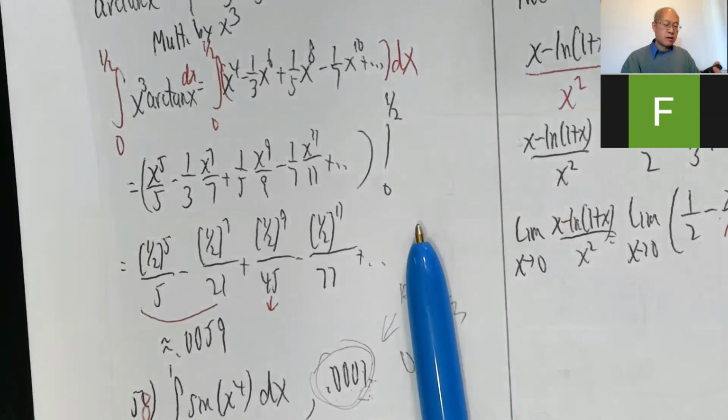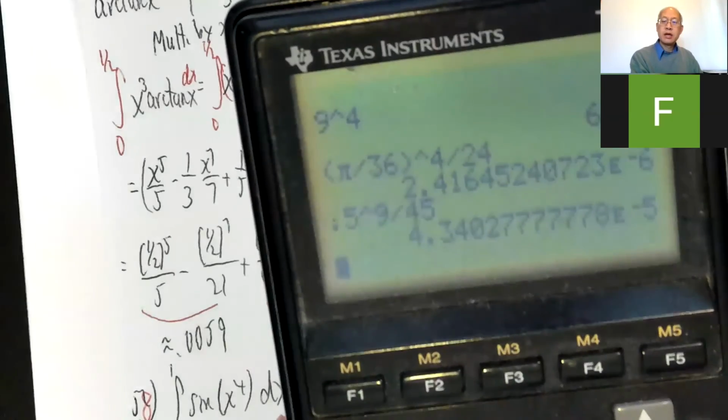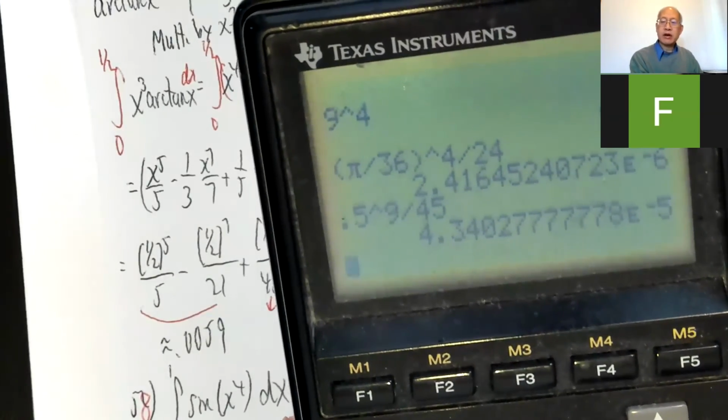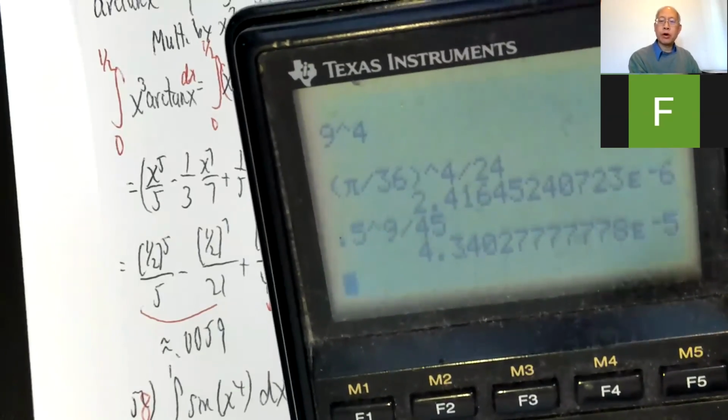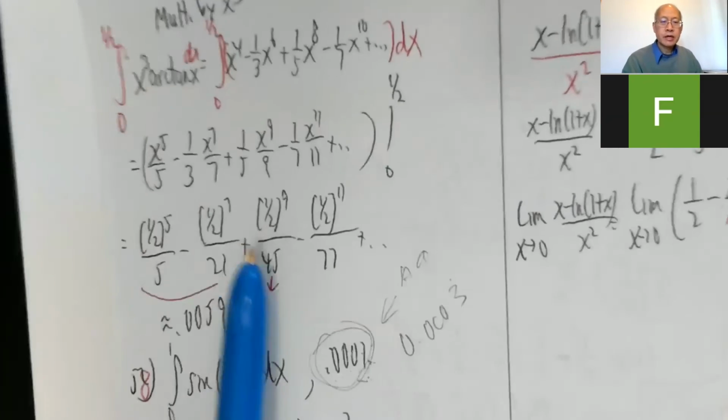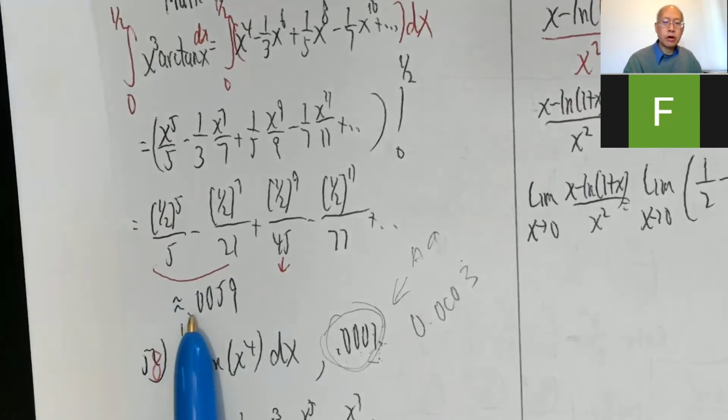So 1/2 or 0.5 to the 9th power divided by 45 is 4.4 times 10 to the negative 5. That's already smaller than 10 to the minus 4, 0.0001. So you just have to add up the first two terms. Okay, so if you added the first two terms, 0.0059.